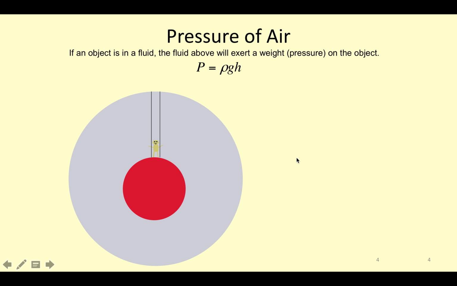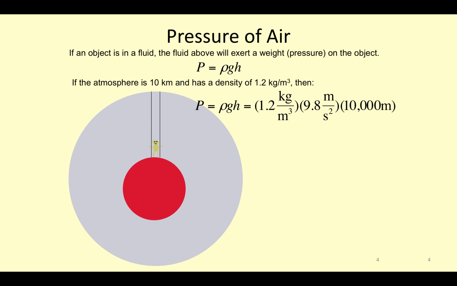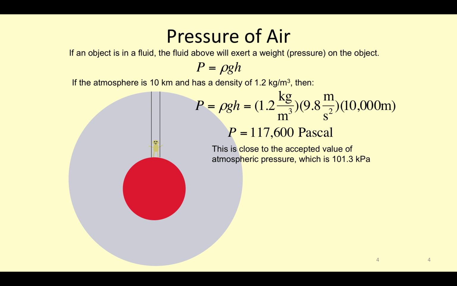Like when you go under, and we'll talk about going underwater in a swimming pool. If an object is in a fluid, the fluid above will exert pressure. The atmosphere is about 10 kilometers high and has a density of 1.2 kilograms per meter cubed. Notice this is a density, mass per volume. Then, ballpark, this is close to the accepted value of atmospheric pressure.